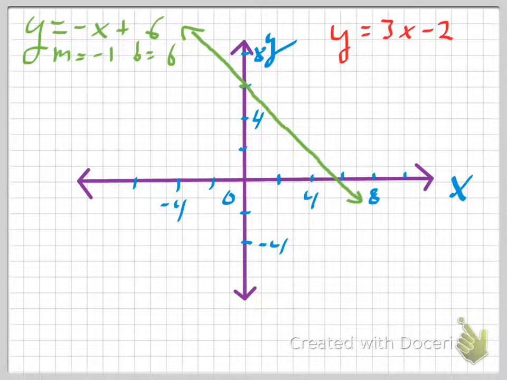Sure enough, I go down one, right one, down one, right one, down one, right one, down one, right one. And if I kept going, it would be on all these points. You just kind of go down diagonally. It's a perfectly straight 45-degree line.